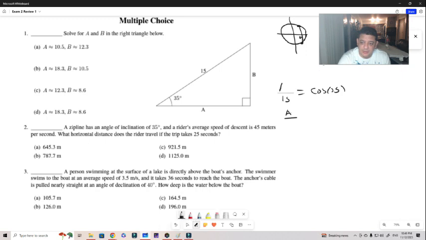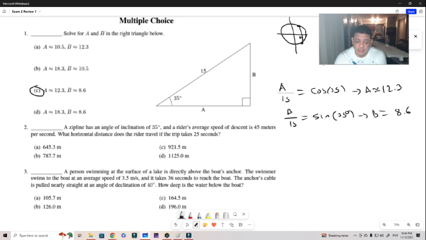adjacent over hypotenuse is the cosine, and opposite over hypotenuse is the sine. And so with this, we have that A is going to be 15 cosine of 35, which is going to be around 12.3, and B is going to be 15 sine of 35, which is going to be around 8.6. And so that's going to give me this answer.